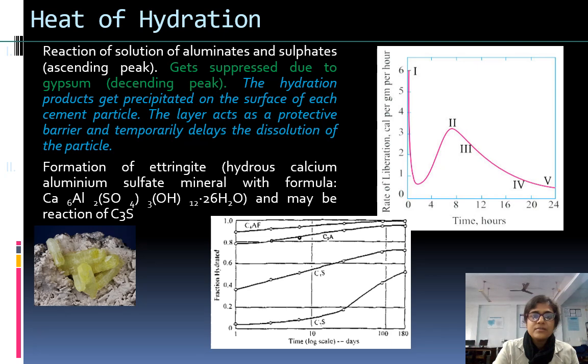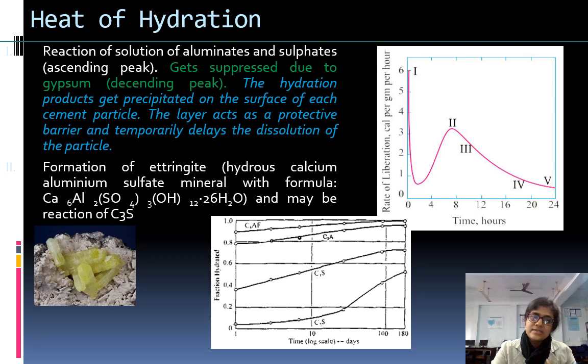Now, when the hydration product is getting precipitated on the cement particle, it also acts as a barrier to reaction. So there is a temporary delay. The reaction was so fast, but ascending to the next peak is comparatively slower, because the reaction has formed precipitations which create a barrier to further reaction of the unreacted materials.